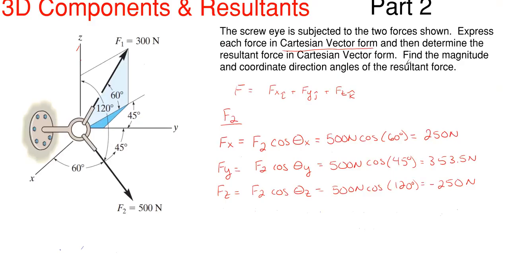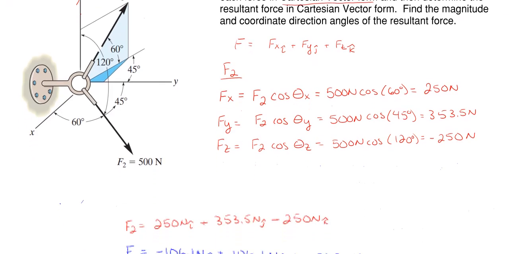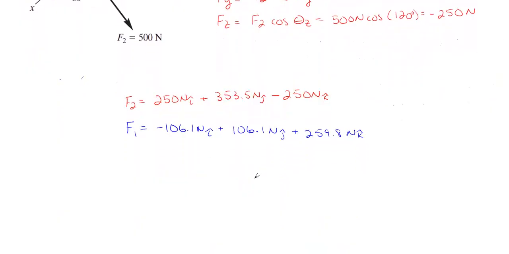So that takes care of the first part. The second part says determine the resultant force in Cartesian vector form. Well, how do we do that? The resultant force in Cartesian vector form will be equal to this, where it's the summation of my total x's i hat, plus the summation of my total y's j hat, plus the summation of my total z's. Oh, not j, that's k. Excuse me. So all we have to do is sum up the total x's, sum up the y's, and sum up the z's for each force.